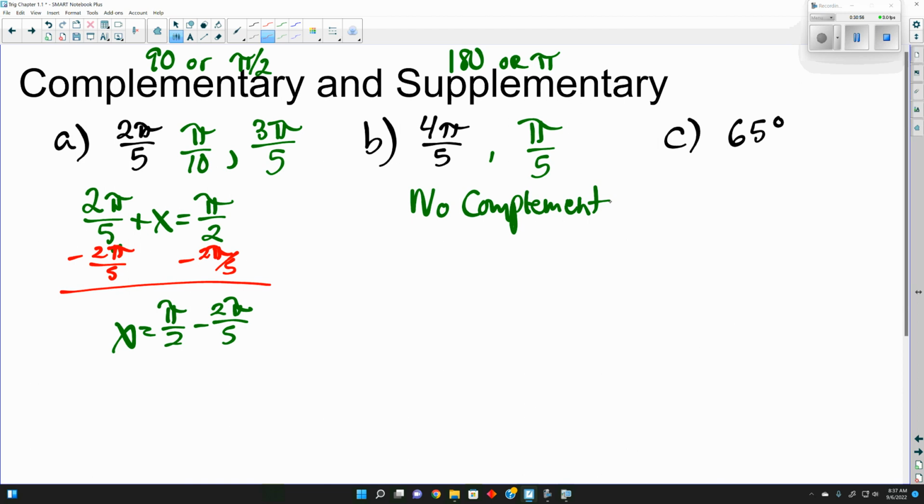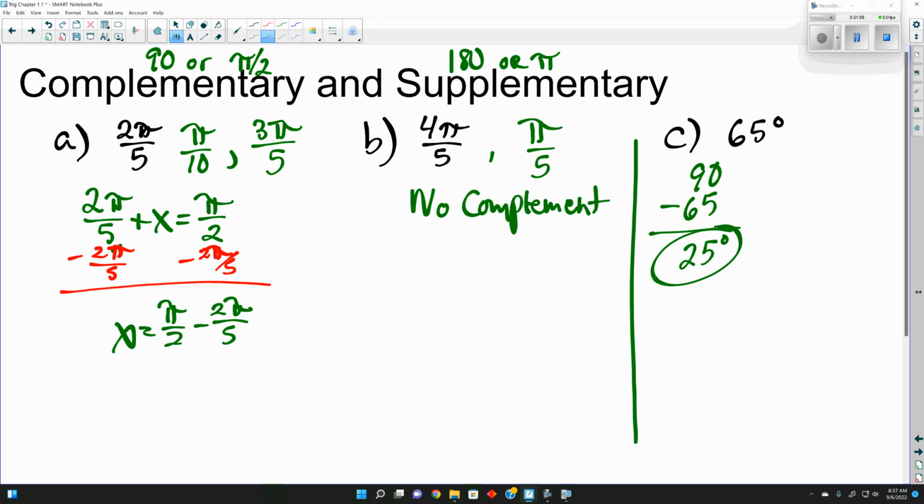Because if I want to find its complement, we would do 90 minus 65, which would tell us that it is 25 degrees. If we want to find its supplement, we would take 180 minus 65, which would be 115 degrees. And y'all have done that before. It's a little bit nicer than dealing with radians.